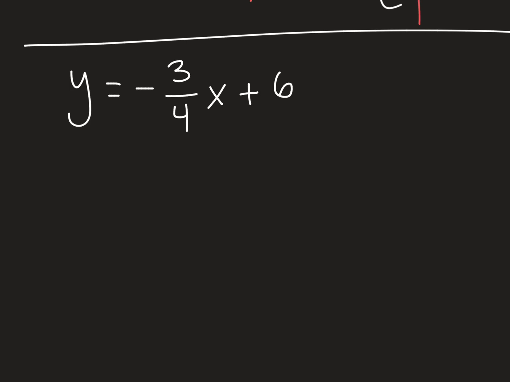Where are you starting? 6? Is this what your graph looks like? Remember, it's not an x value, it's a y value. Identify m and b and then draw it on the graph. Yes, good. Okay, so, perfect.